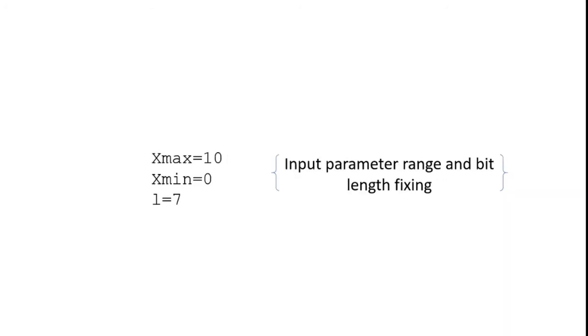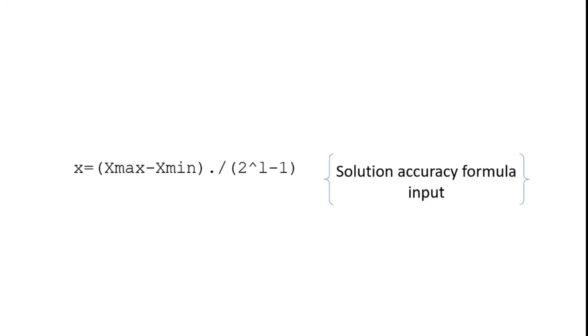I also assign the value xmax is equal to 10 and xmin is equal to 0. The bit length I consider for the chromosome length is 7, so the bit length L is equal to 7. I consider the input variable maximum range as 10 and minimum range as 0. So the input parameter range and bit length are fixed with these variables xmax, xmin, and L.